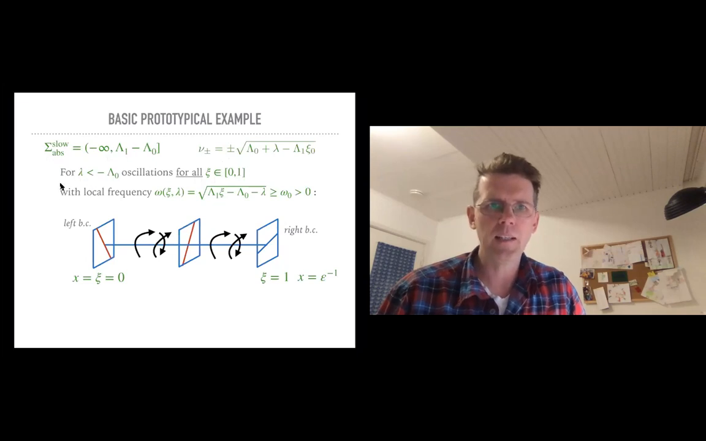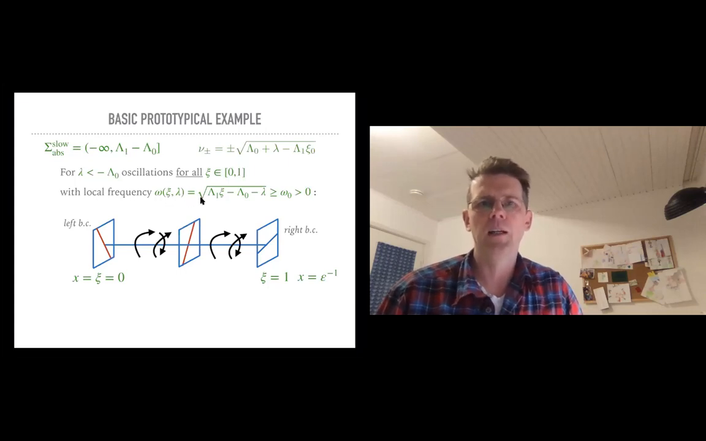In that case, more specifically, I get oscillations with this local frequency omega of xi and lambda given by just the square root with the negative discriminant.